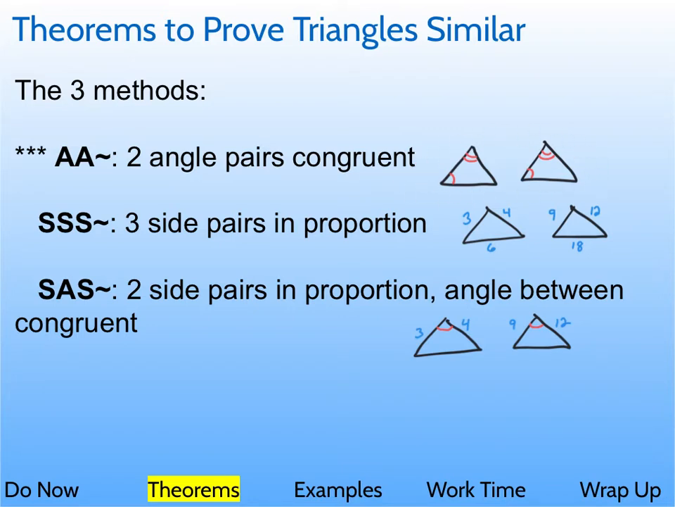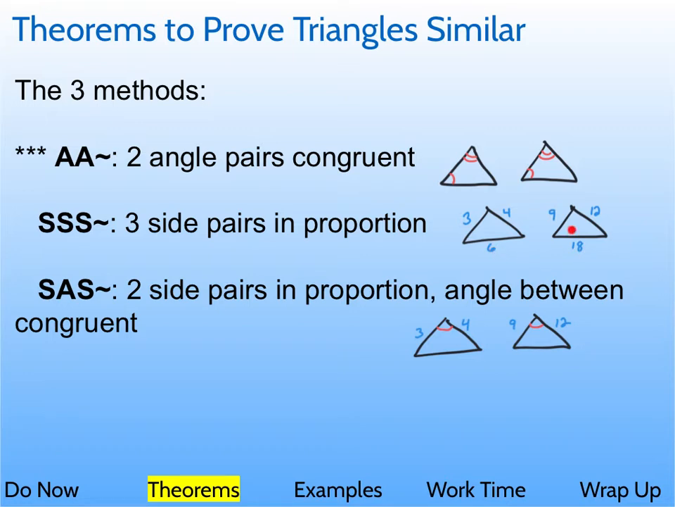Doesn't mean they're congruent, because they don't have to be the same size, but they will be generally the same shape, and that's kind of what similar means. The other way to do it, you could have side, side, side, which are three side pairs in proportion. So you see here I have 3, 4, and 6, and then on the other triangle, not drawn to scale obviously, is 9, 12, and 18. And the proportion here is just 3 times 3 gives you 9, 4 times 3 gives you 12, 6 times 3 gives you 18.